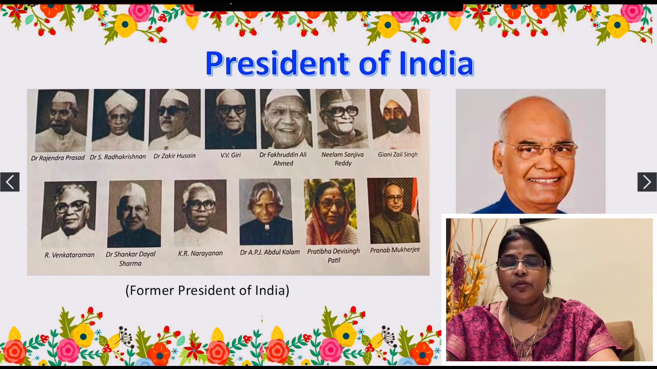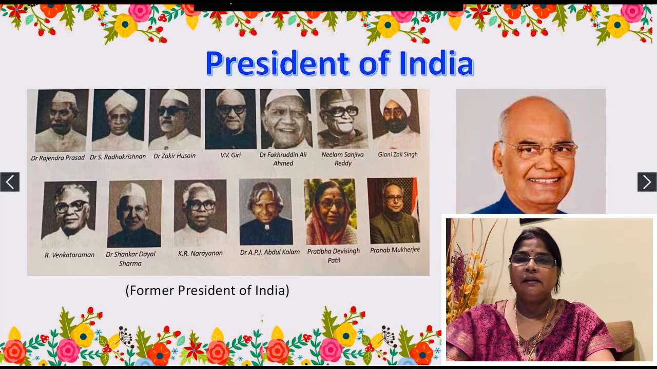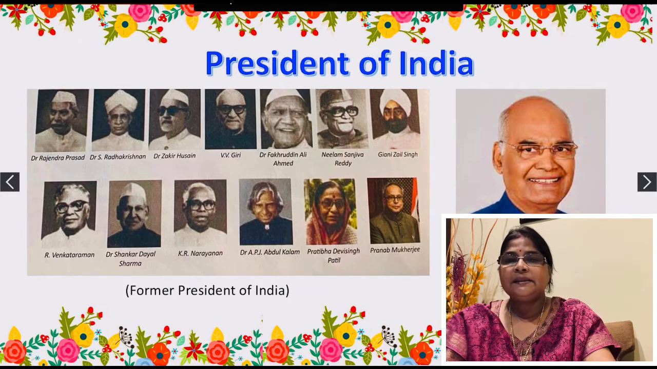Now let's come to know how the President is elected. The President is elected by an electoral college consisting of the MLAs and MPs. The elected members of both the houses of the Parliament, Lok Sabha and Rajya Sabha, and the elected members of the Legislative Assembly of all states.